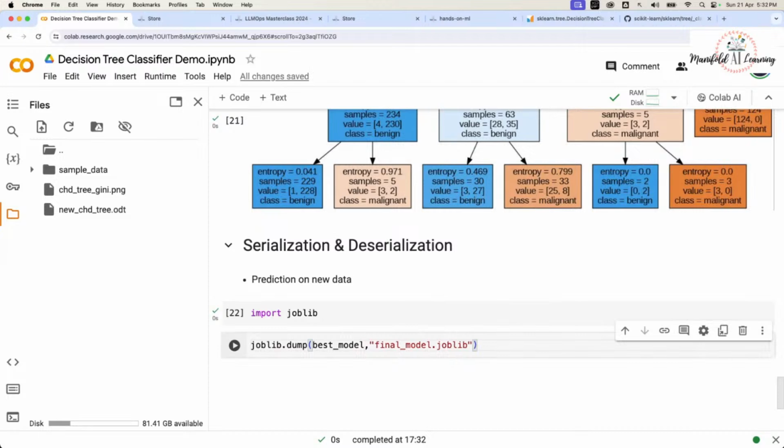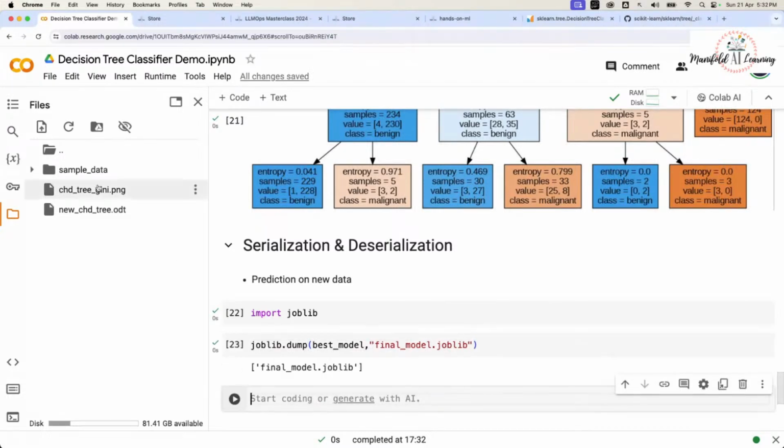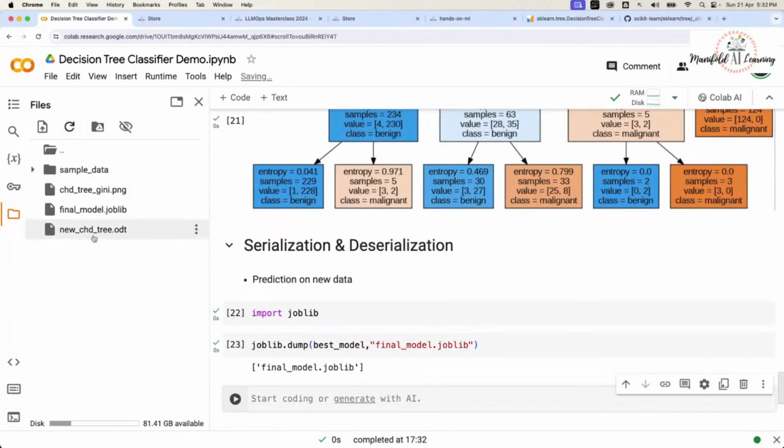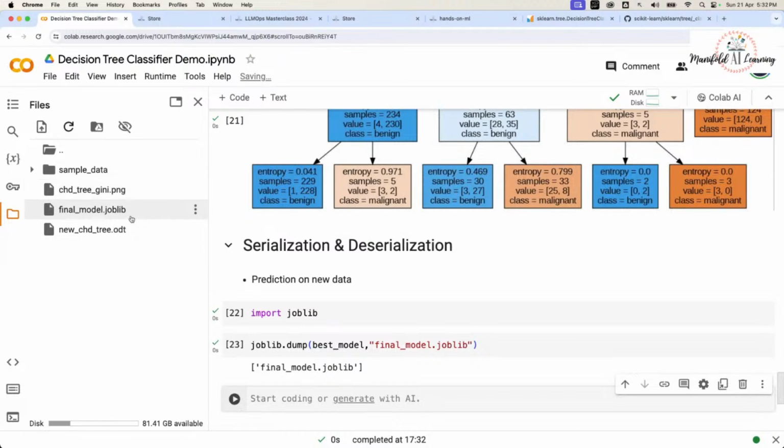I'll say best model comma final model dot joblib. So now if you look into the Explorer, you see there's a file that has been created, which is basically a joblib file, and this contains the trained model file.